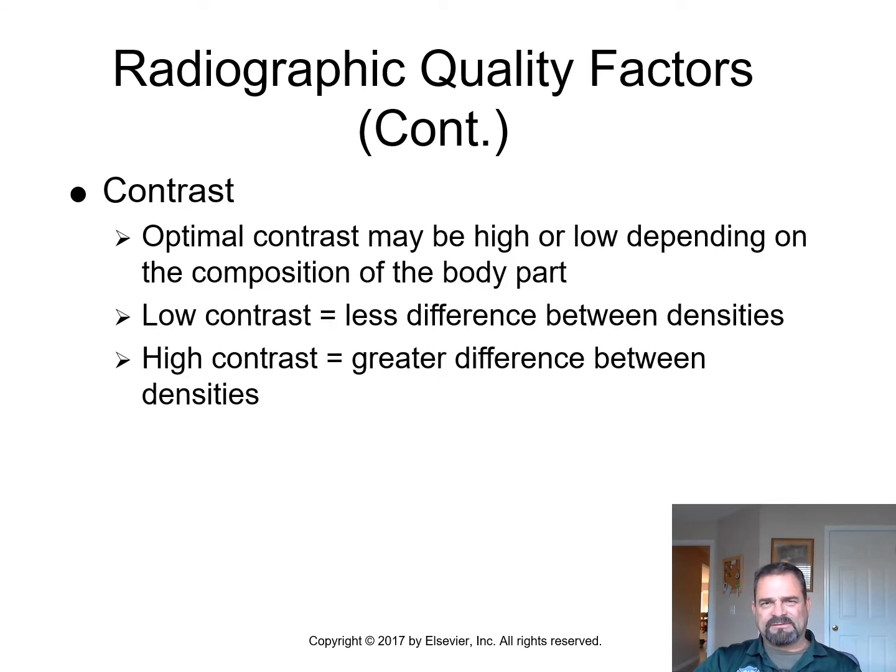With contrast, the optimal contrast may be high or low depending on the composition of the body part. Low contrast is less difference between densities, okay? High contrast is greater difference between the densities.